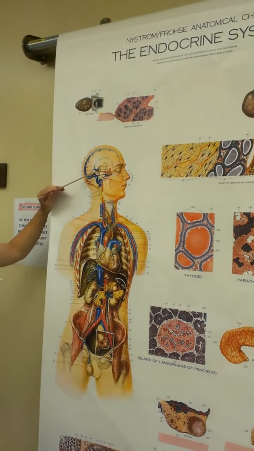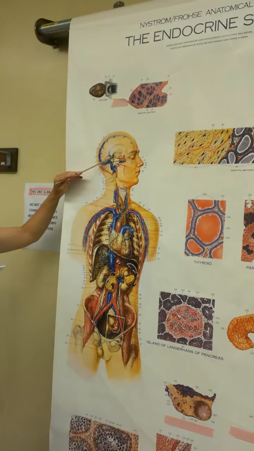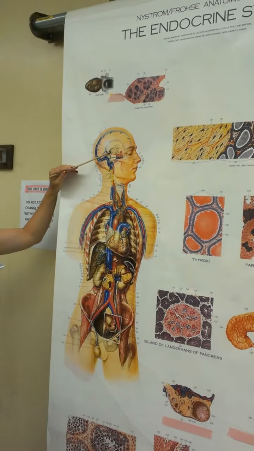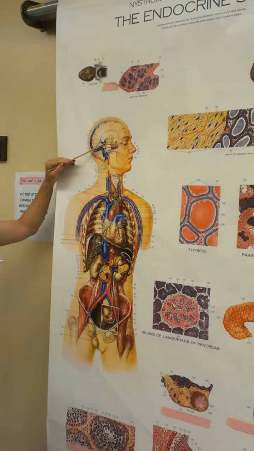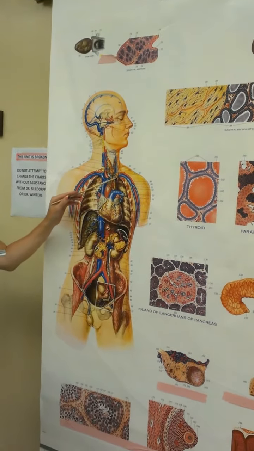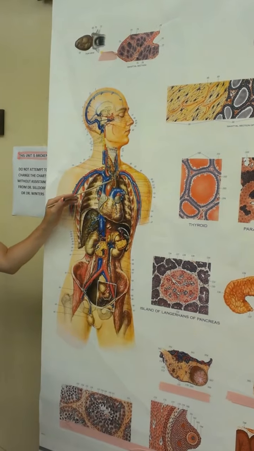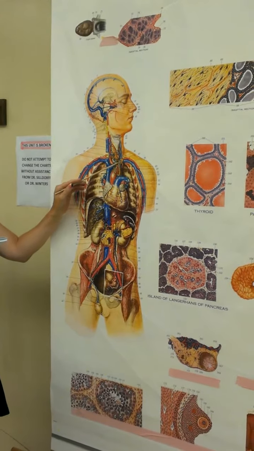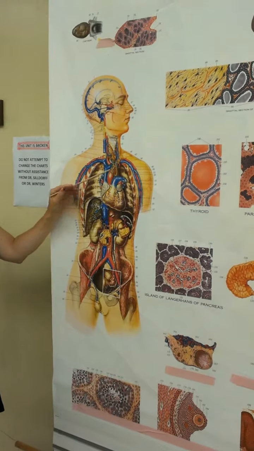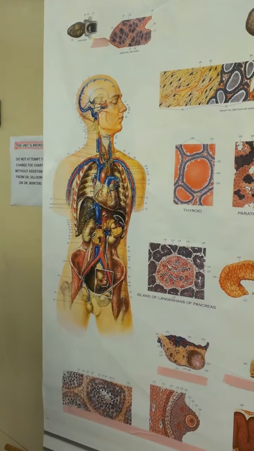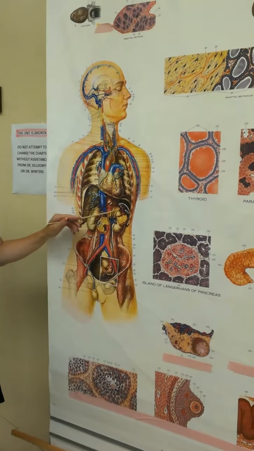Pineal gland, right there on the back of the thalamus is number 4. You might remember it from AP1. The thymus is right over your sternum, these orange or yellow blobs, number 48. Adrenal glands sit on top of your kidneys, they're right there.